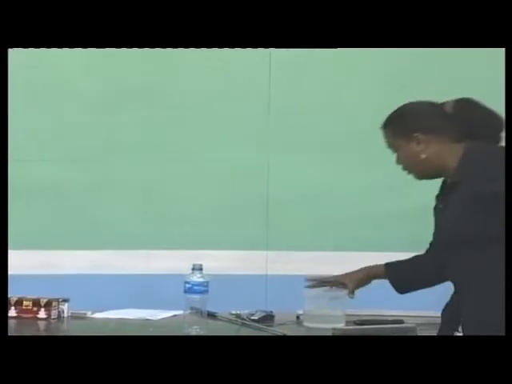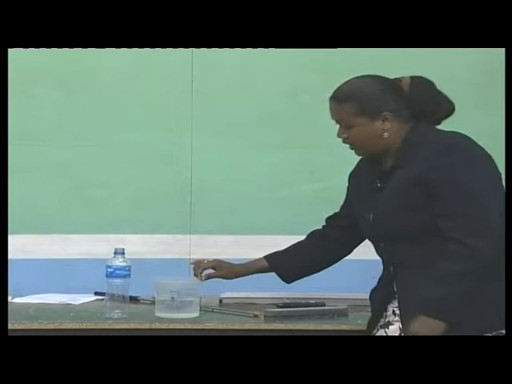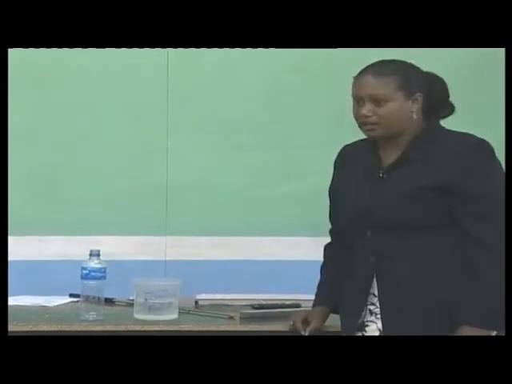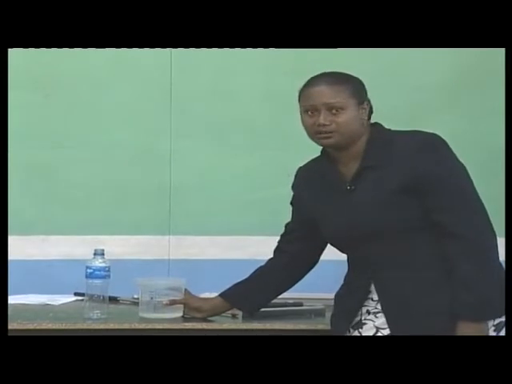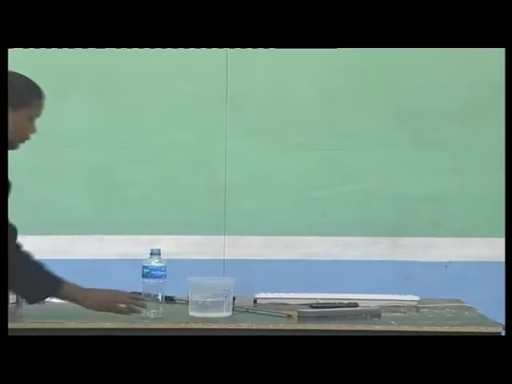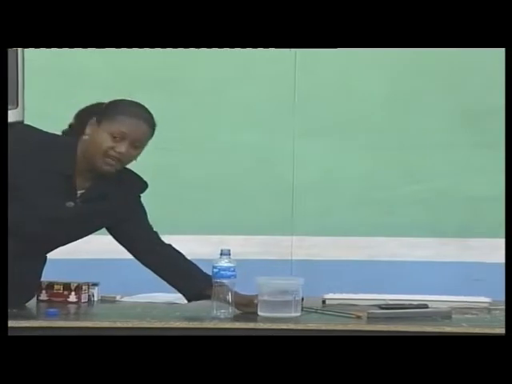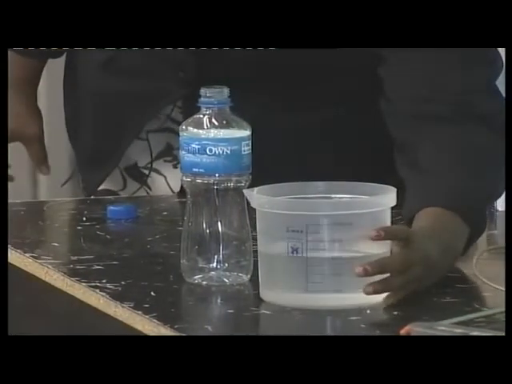Now, watching carefully, I have one more thing to do. I have about 600 milliliters of water here. I'd like you to watch carefully what I do. I have 600 milliliters of water. I'd like you to watch carefully what I will do.